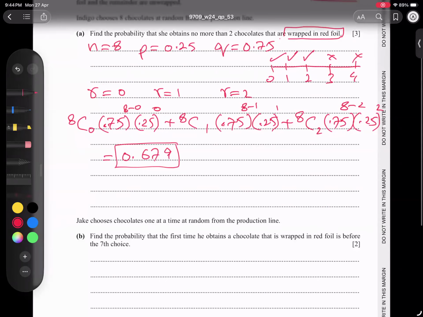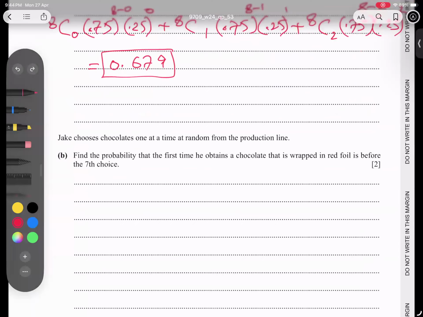Okay, same part, same question, another part. J chooses chocolates one at a time for the product line, and the probability that the first time... So when we say first time, students, the concept is geometrical probability. He obtains a chocolate that is wrapped in red foil before the seventh choice. So how do we do this kind of question, students? He's saying before the seventh choice.